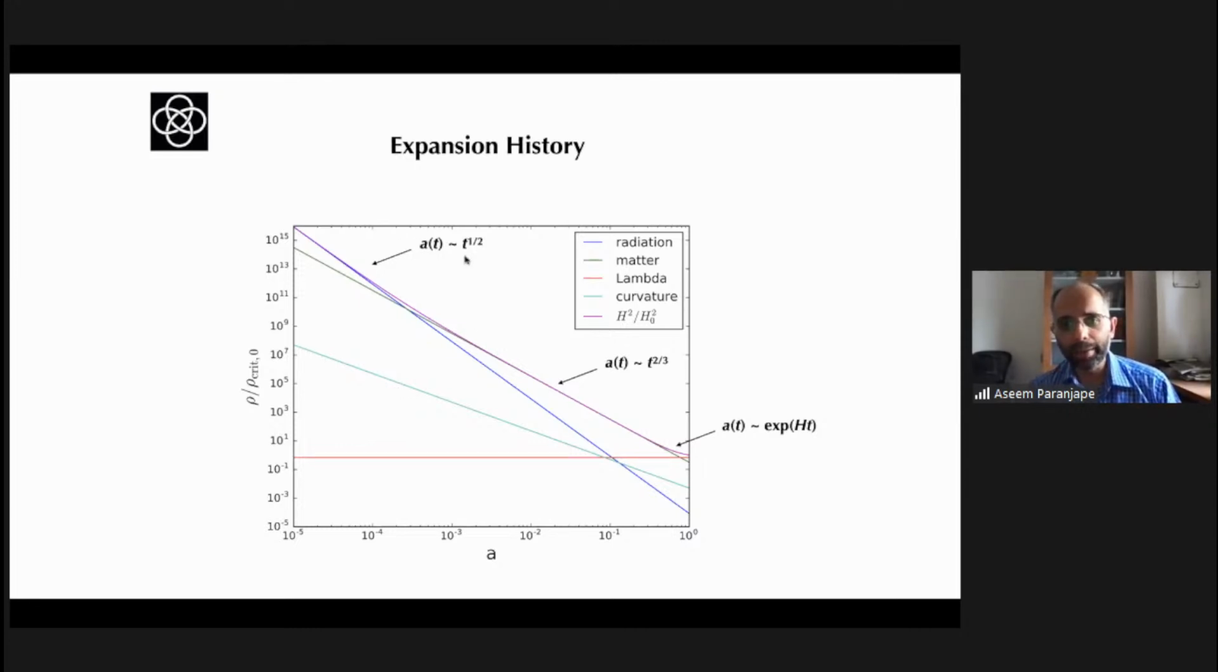And what I've also indicated are the different scalings of the scale factor. Remember, during radiation domination, it would be square root of t. In matter domination, it is t to the power 2/3. Both are power law increases. But when you come to cosmological constant domination, you start coming into an exponential increase. Okay, so this is the expansion history of the universe.